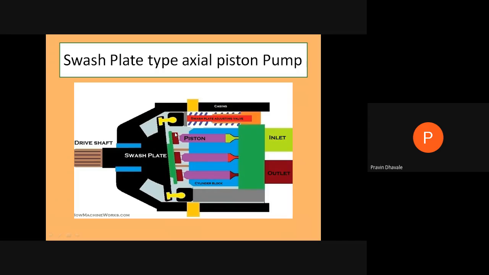Are you getting the construction and working of this swash plate type pump? Yes.